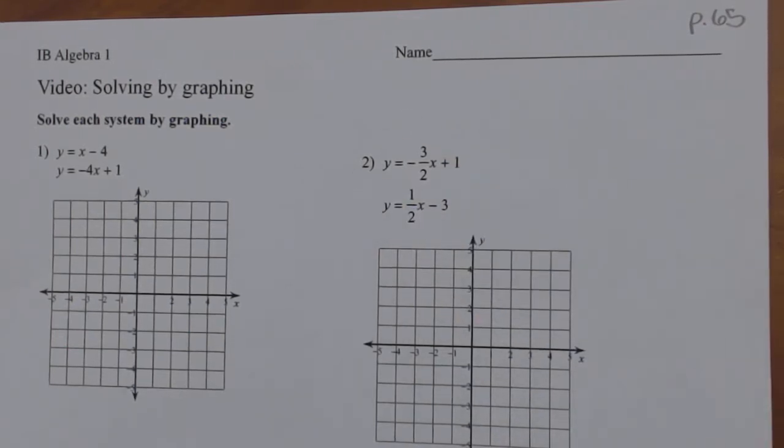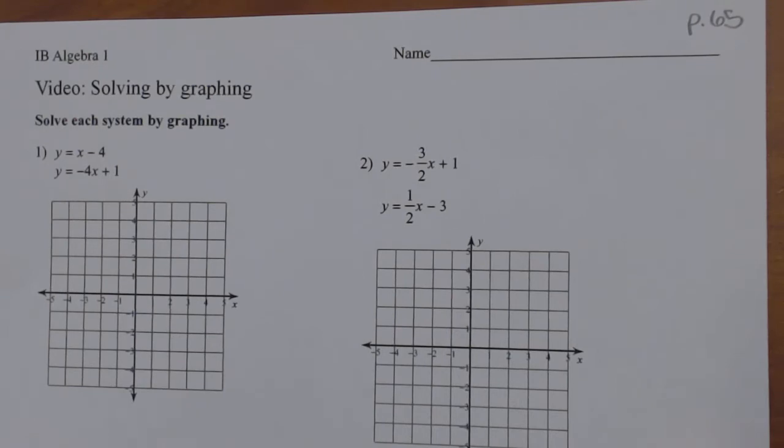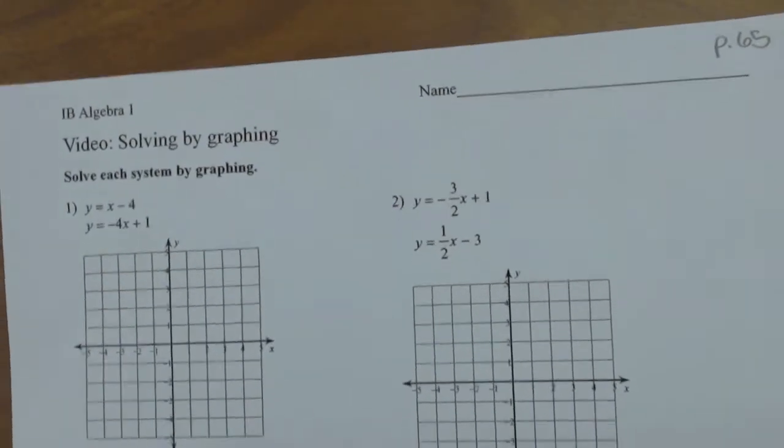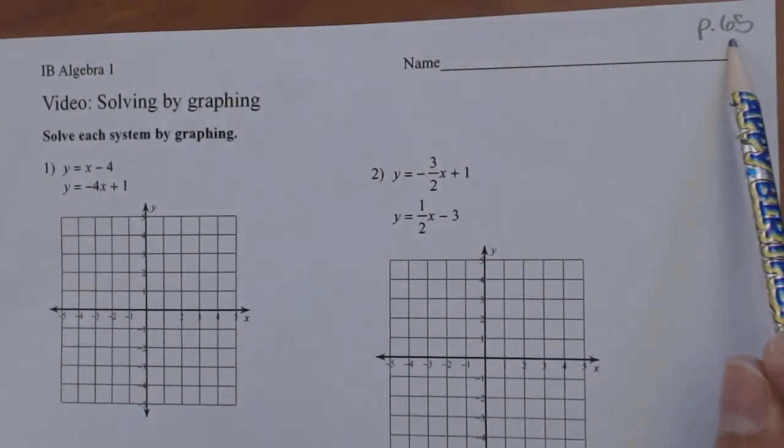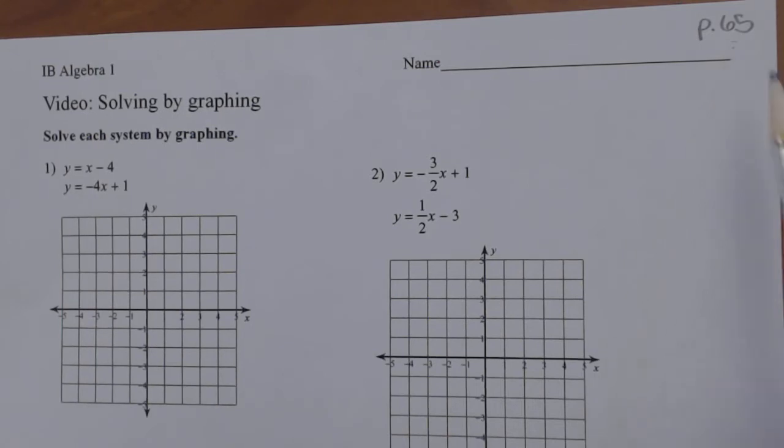So you should have this. I do want this to go in your ISN, and you're actually going to fold it up. So when you put it in your ISN, you can just unfold it and it'll fit. I put a little page 65, so this does go on that next page.